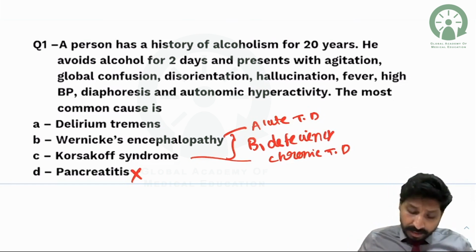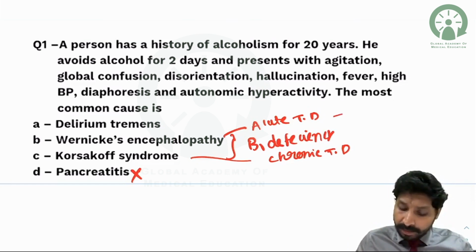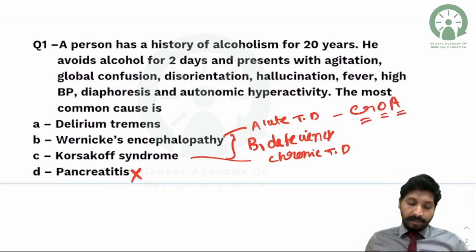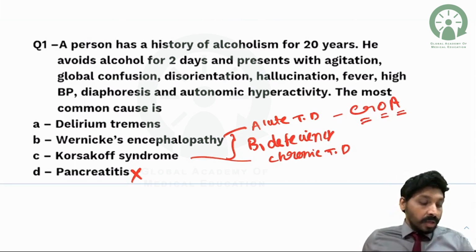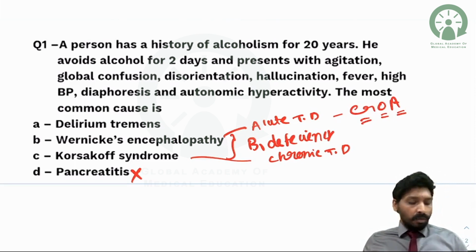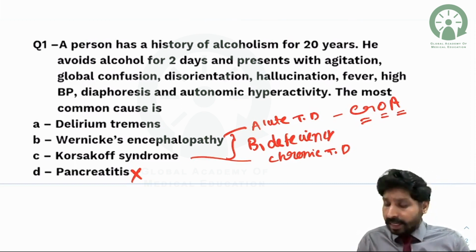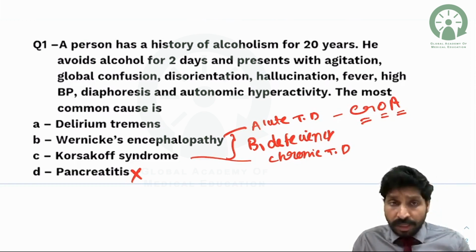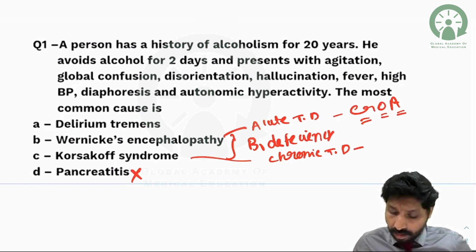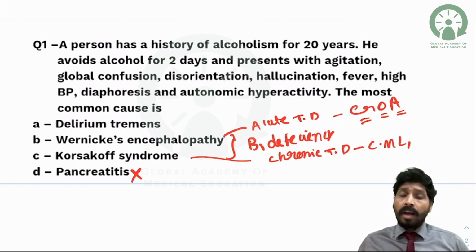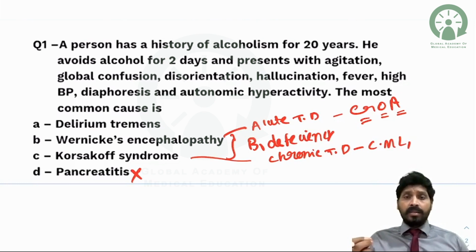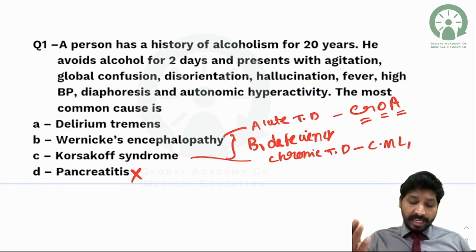Now in these two, the symptoms of Wernicke encephalopathy are like GOA: global confusion, ophthalmoplegia, and ataxia. Whereas in Korsakoff syndrome, complete memory loss will be there, and confabulations, like telling lies and fabricating stories, and amnesia. Complete memory loss you can see. That is the difference between Wernicke encephalopathy and Korsakoff syndrome.